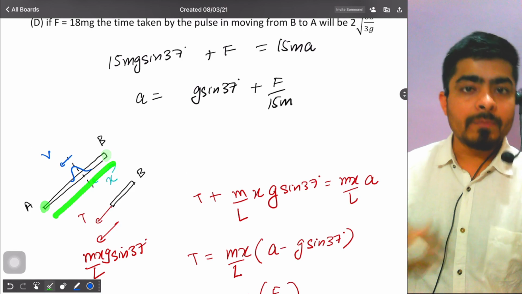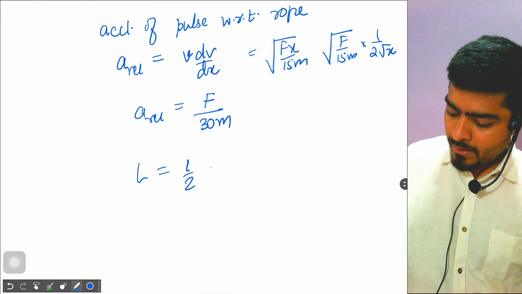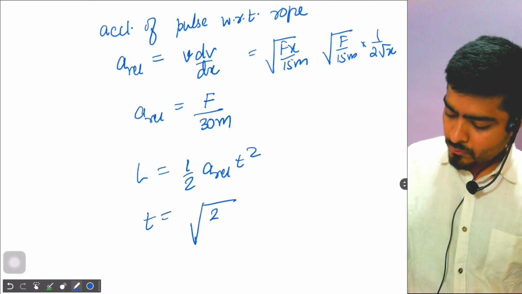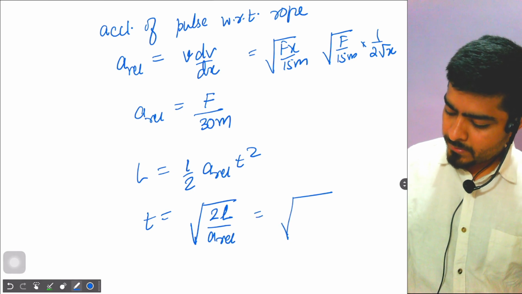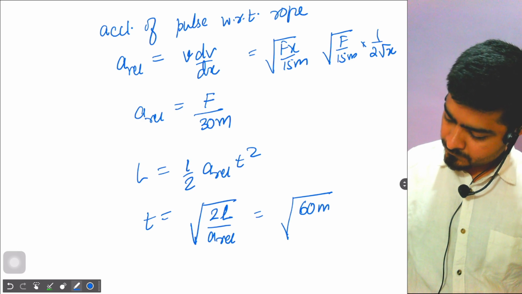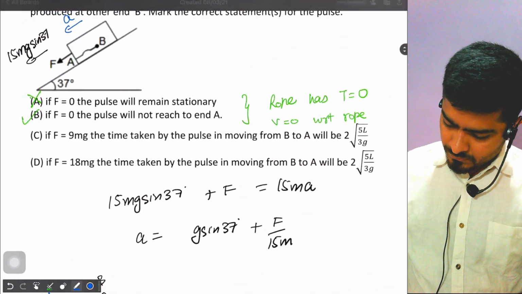Now, time for pulse to go from point B to point A will be how much? Total distance covered will be L. So L will be equal to half A relative t squared. So T will be root of 2L by A relative. So that will be root of 60 mL by F. Now just put the value.